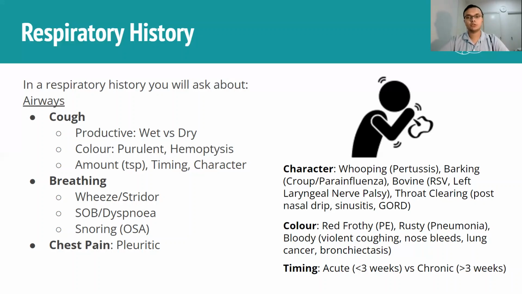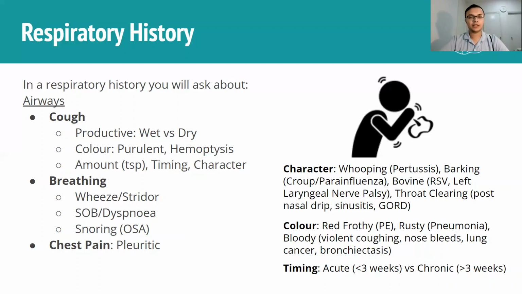Something you might see on the right of the slide here as well is I've also talked a bit about how the color of what's being brought up in a cough can relate to a pathology. So for example, you'll learn that red and pink frothy mucus could be pulmonary embolism related, whereas if it's more rusty colored, it could be pneumonia.